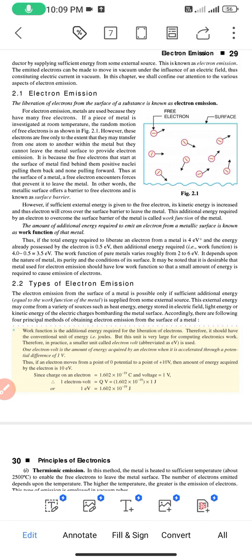Since the charge of an electron is equal to 1.602 × 10^-19 coulomb and the voltage is equal to 1 volt, now we can say 1 electron volt is equal to QV, that means 1.602 × 10^-19 × 1 joule. That means 1 electron volt is equal to 1.602 × 10^-19 joule.